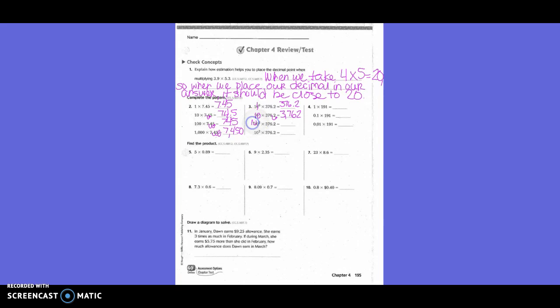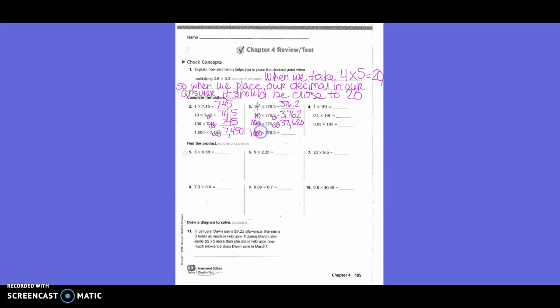All right. Then 10 to the second power is? 100. So I write 100 over that. So how many places am I looping it to the right? Twice. And then I need to add a 0, so my answer is? 37,620.